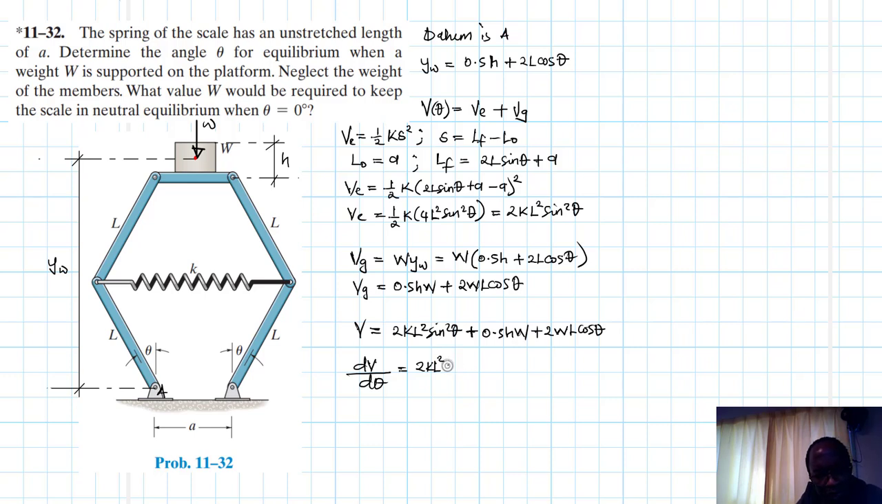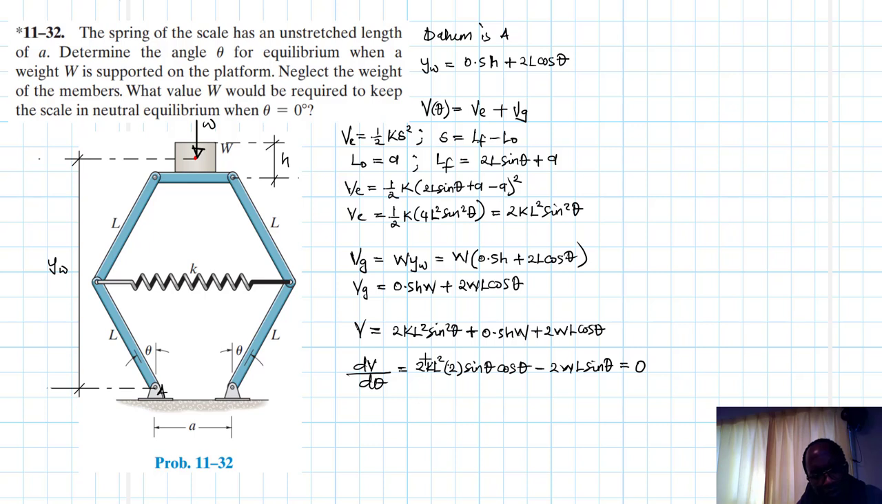Working this out, this just becomes a 2 there, like so, sine theta. Okay, and then we have cos theta. Then this just becomes a 0. This becomes a 0. Then this other part there is just a minus 2WL sine theta. And we are saying this is equal to 0.